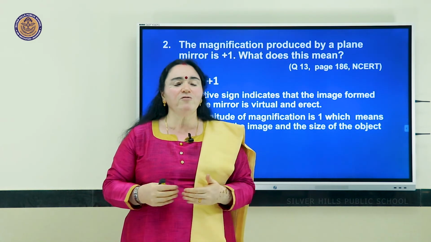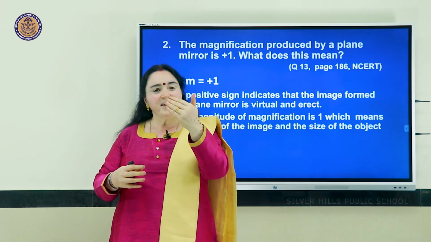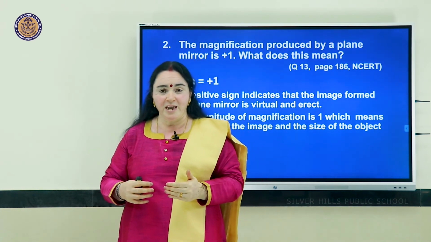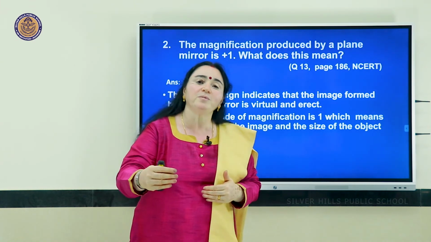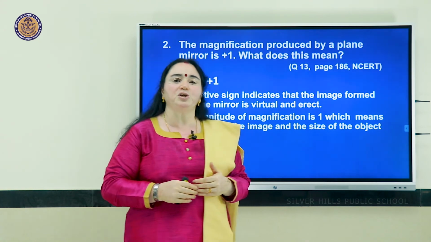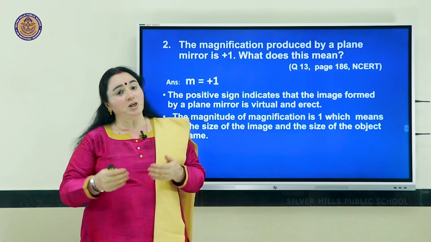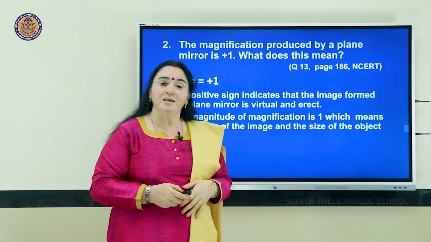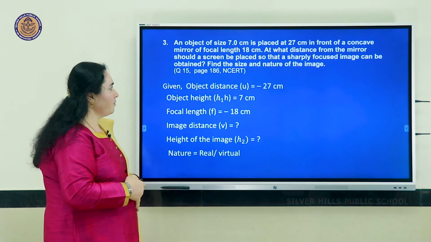So when you're standing in front of a plane mirror, the size of the image will be the same as the size of the object. It depends upon at what position from the mirror you are standing. And accordingly, the image would also be shifting to that particular position behind the mirror. Quite often this question is seen in the question papers.